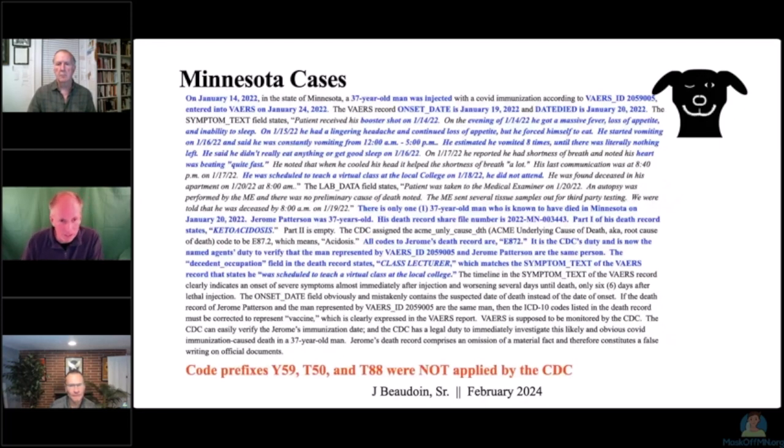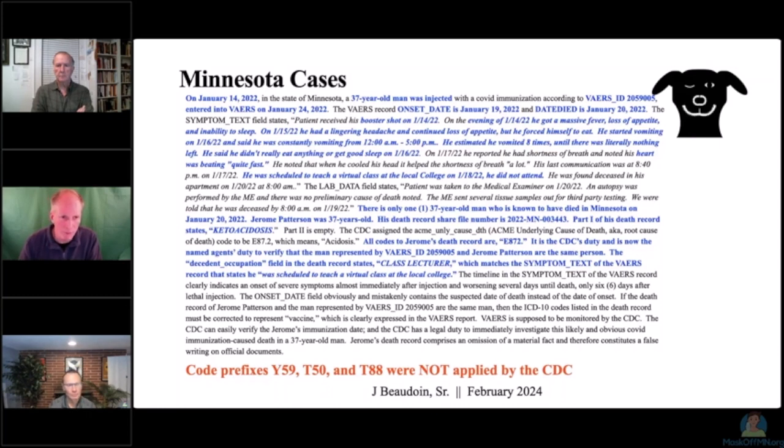This is an interesting one. This is how I correlate. Now, I'm gonna blow through this. January 14, 2022, 37-year-old man injected. It was entered into the system on January 24 in VAERS. So that's 10 days later. His onset of symptoms are said to be January 19. That's 5 days after injection date. He died on January 20. That's 6 days after injection, 1 day after onset, and 4 days before the record was input into the system.